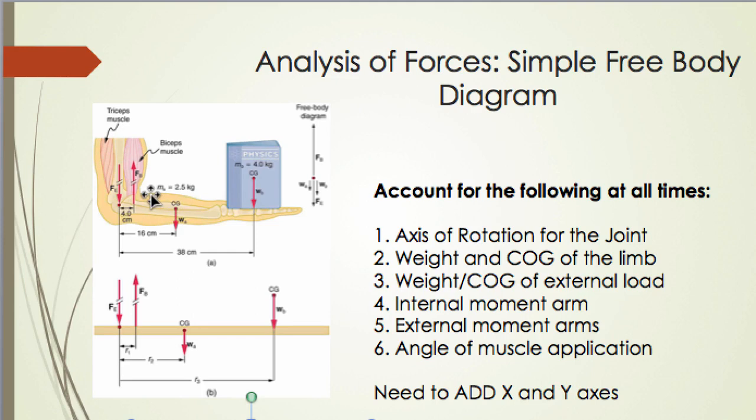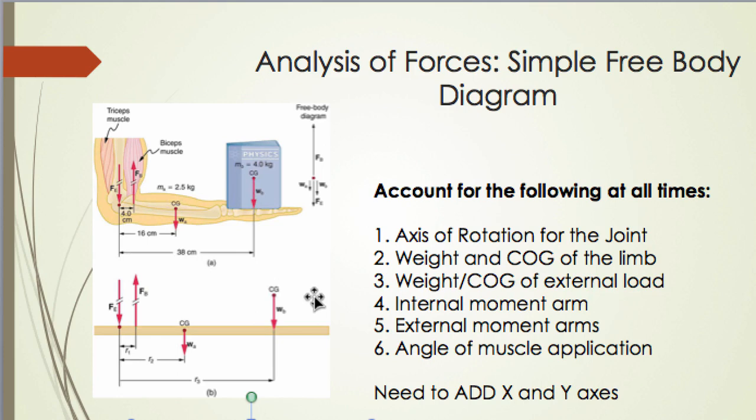So then we need to draw in our weight and center of gravity, or center of mass, for our external load. So here's our external load being the component of the forearm and hand, and then our external load being the book. So here it weighs 4 kilograms, and it's sitting at 30 some odd centimeters from the axis of rotation.